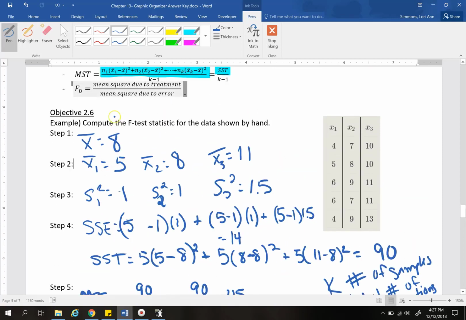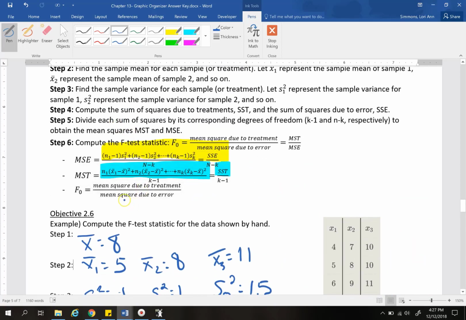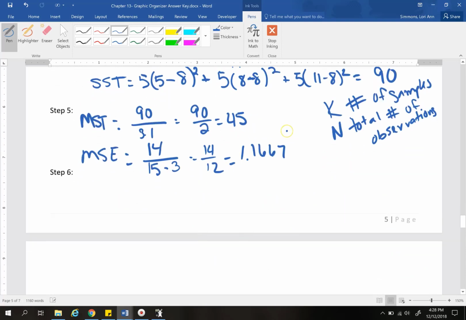Step 5 is to compute the F statistic. That is the mean square due to treatment divided by the mean square of error, so MST divided by MSE. So it's 45 divided by 1.1667, which is 38.57. That is your F statistic.